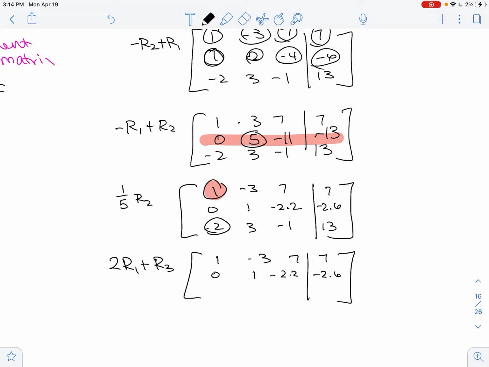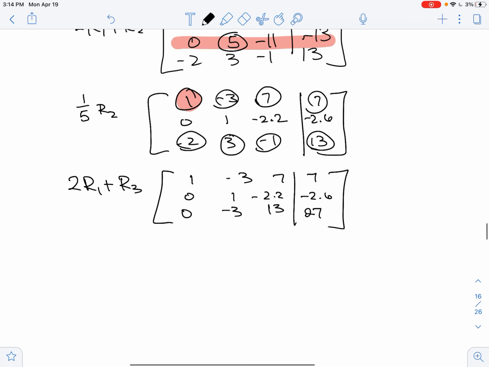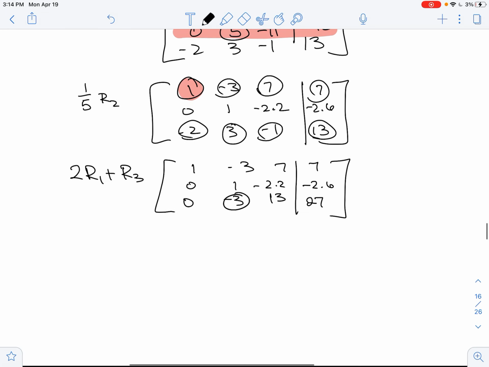Here we go. 2 times row 1, which is 2 times 1 is 2, plus -2 is 0. 2 times -3 is -6, plus 3 is -3. 2 times 7 is 14, minus 1 is 13. 2 times 7 is 14, plus 13 is 27. Okay, so we've got the 0 we want. Now we're working on this -3. It also needs to become a 0.